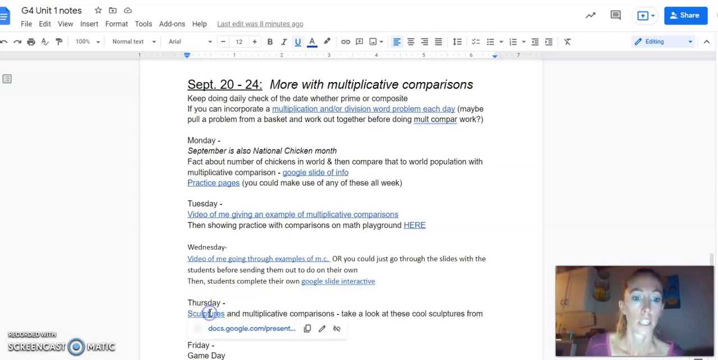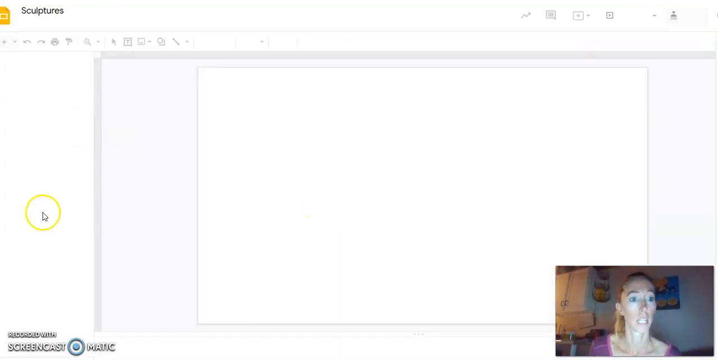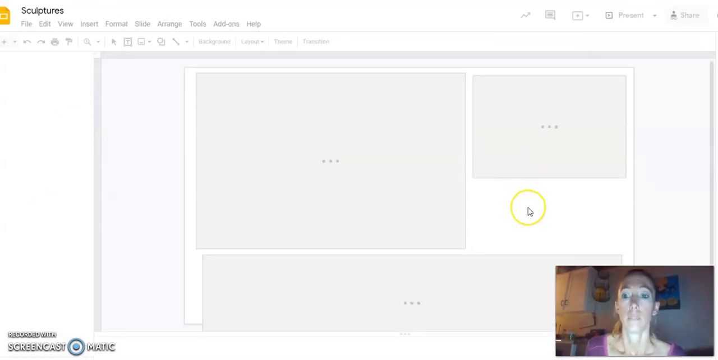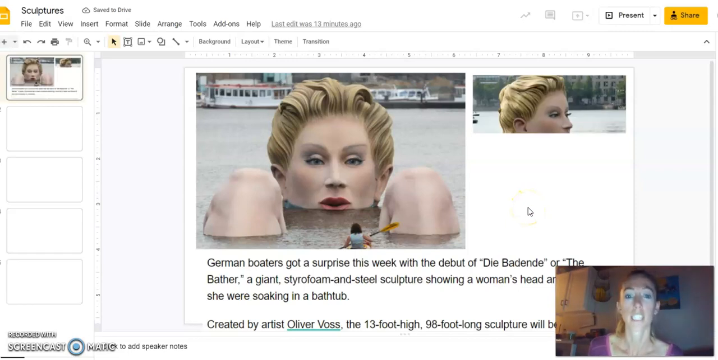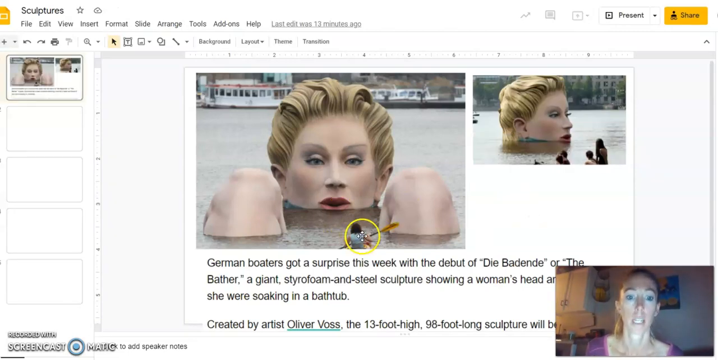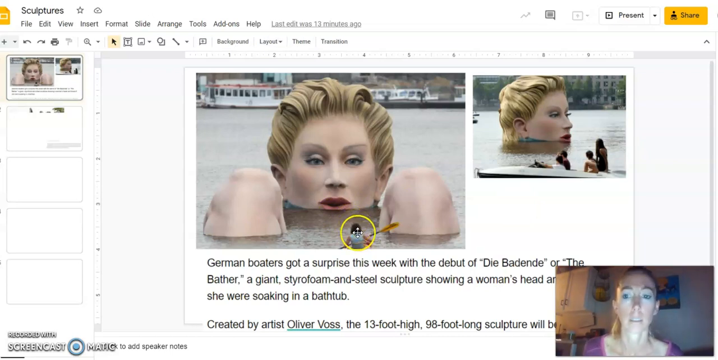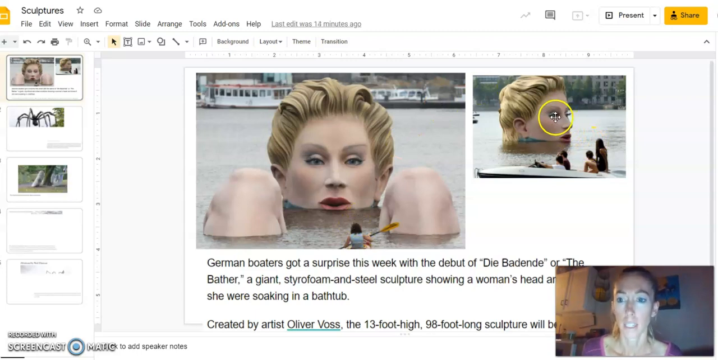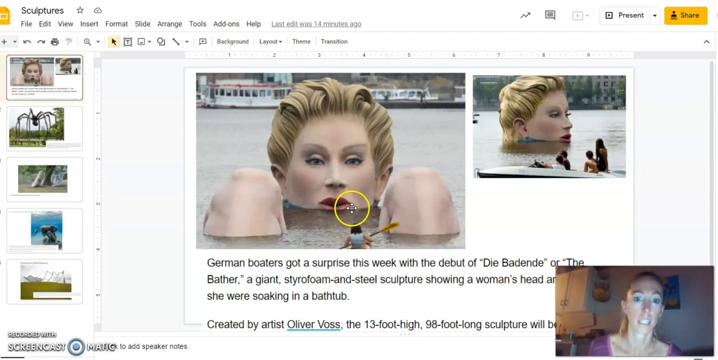Thursday, there's a Google Slide of just really cool sculptures around the world. Put it in present mode so they can't see the other ones. Just to be like, whoa! And then what does this have to do with multiplicative comparisons? So I thought this one was amazing from Germany. It was only up for 10 days, but just talking about the size of the eyeball or the size of the lips or the size of her head compared to this human head, you could talk multiplicative comparisons there.